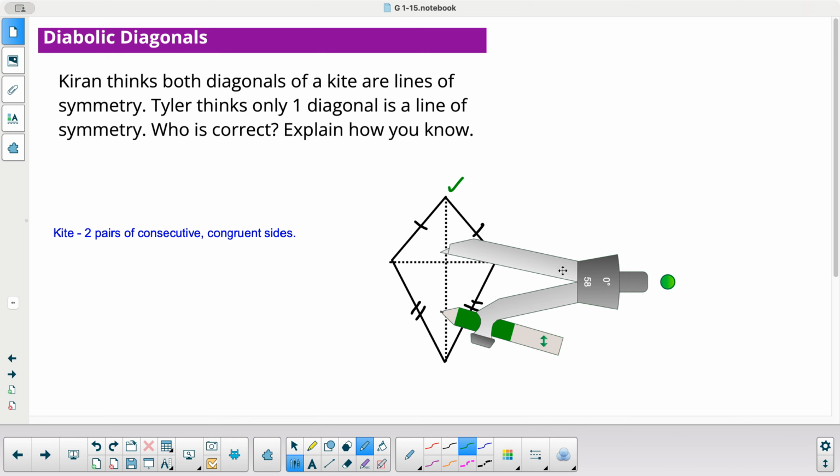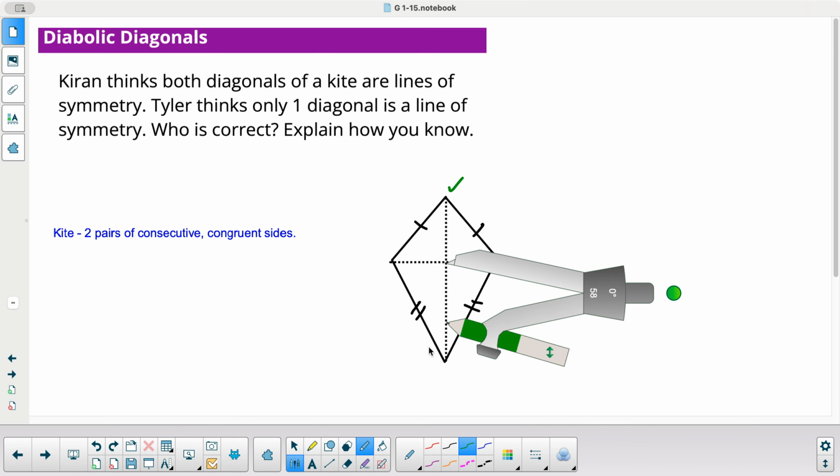You can see that this point right here, if it was going to reflect across this line, it would go right there. If this was A, this would be my A prime, which is not in the right spot. So that's no good. Okay, so only one. So Tyler is right. Okay, so kites do not have two.